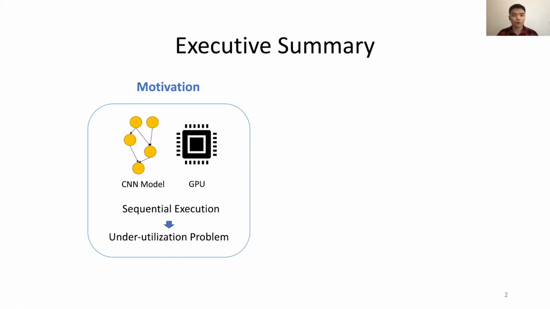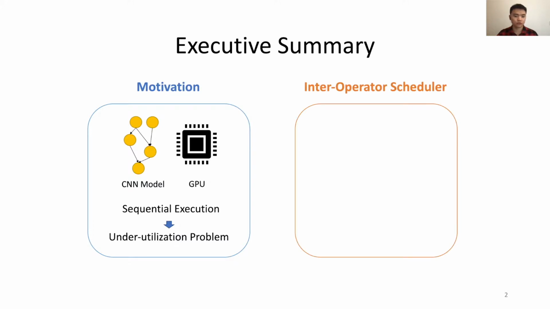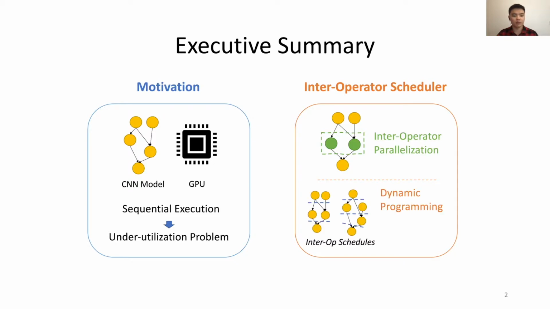In this work, we propose Inter-operator Scheduler, IOS, that uses inter-operator parallelization to improve the device utilization and accelerate the CNN execution. Inside IOS, we employ a dynamic programming algorithm to explore the schedule space exhaustively and find the optimal schedule. IOS achieves 1.1 to 1.5 times speedup compared to state-of-the-art libraries.